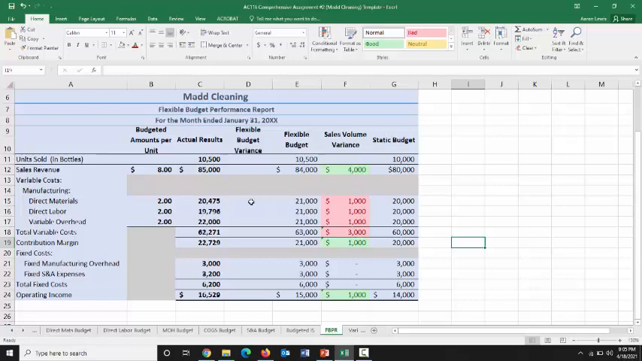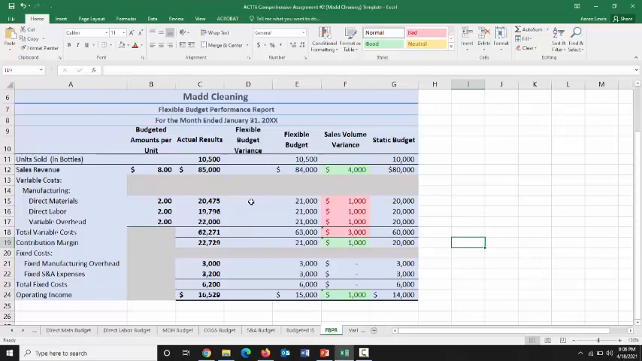Now the flex budget variance column over here, that's everything else. That can be all the measures of cost. Did you sell these units for more or less than you thought you were going to? Did you spend more or less to produce these units than you thought you were going to? Can also be measures of efficiency.